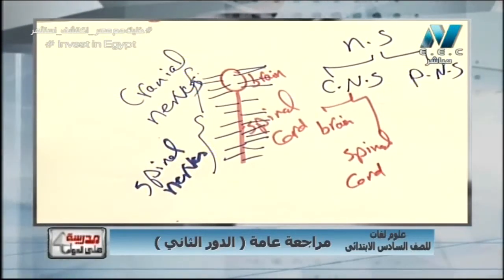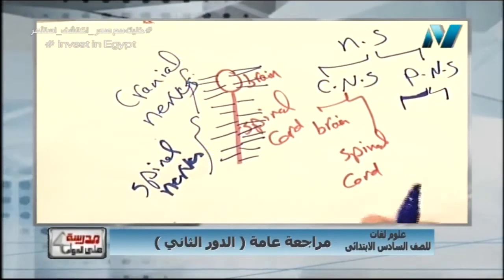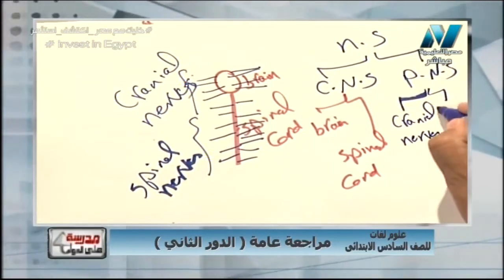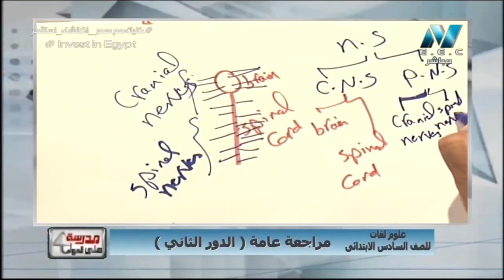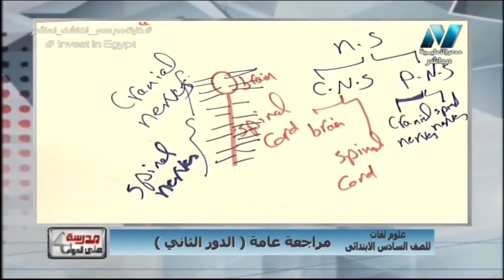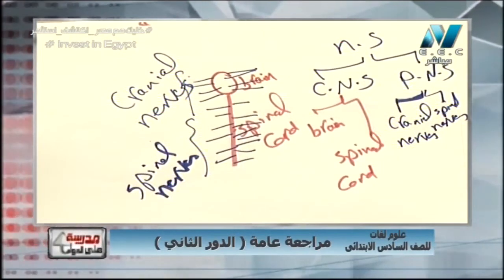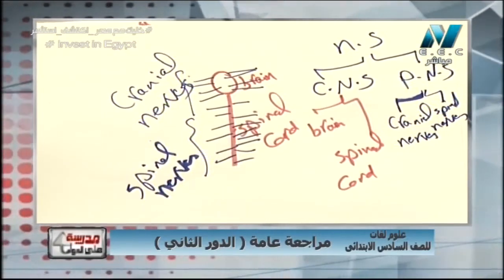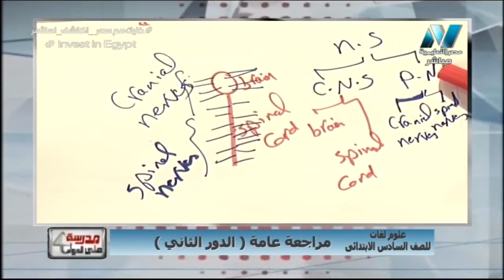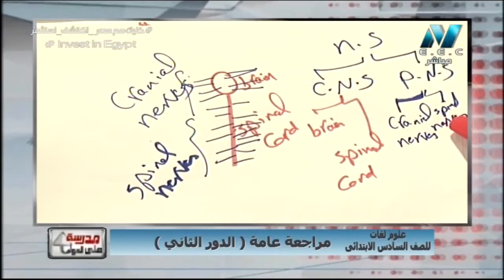طب peripheral nervous system هو الأعصاب عموما بقى، مهما كان نوعها حتى لو كانت cranial nervous أو spinal nervous. So again, the nervous system consists of two main parts, which are central nervous system and peripheral nervous system. Central nervous system consists of the brain and the spinal cord, but peripheral nervous system consists of cranial nerves, الأعصاب المخية, and spinal nerves, الأعصاب الشوكية.